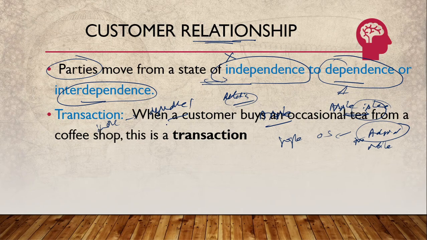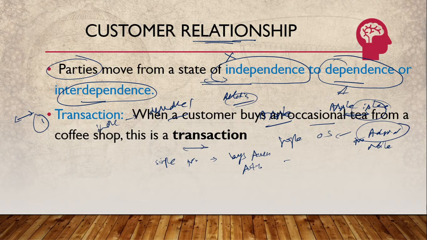Next, there are a few key terms which we need to understand in the relationship. The first one is a transaction. When a customer buys an occasional tea from a coffee shop, this is a transaction. Or if you are purchasing a Lay's packet, which is potato chips, once from a shop, and you are not repeating it again, then this is known as a transaction. You are just doing it once and not repeating it. So this is a simple transaction.